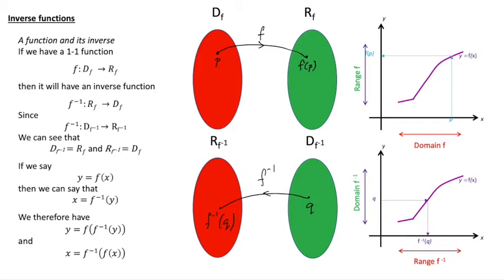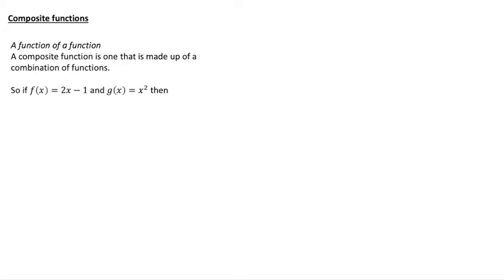Okay, now we're going to have a look at composite functions. A function of a function. So a composite function is one that is made up of a combination of functions, which is sort of obvious, I guess. So let's have a look at a couple of functions. We've got f of x is 2x minus 1 and g of x is x squared. And we're not going to worry about domains and ranges just for the moment.